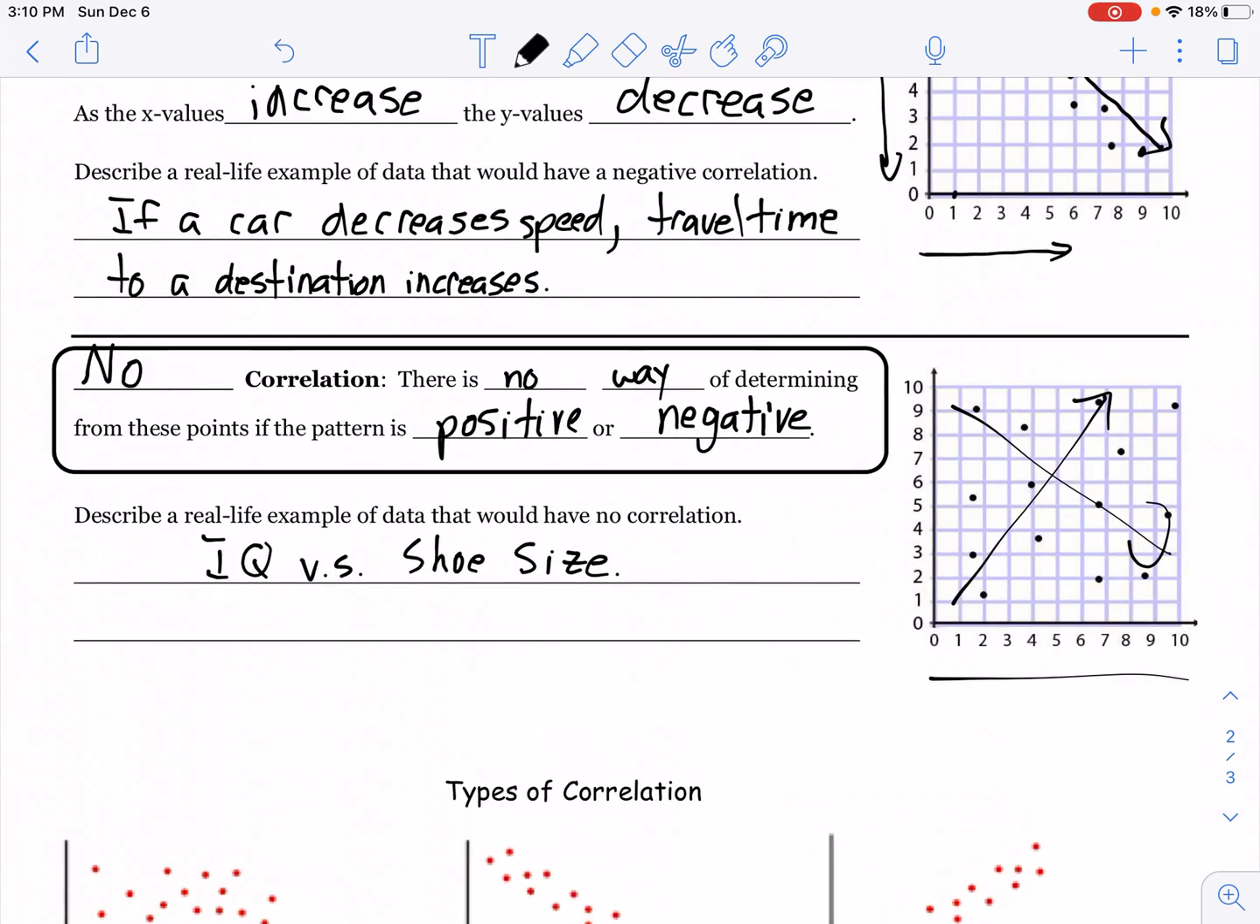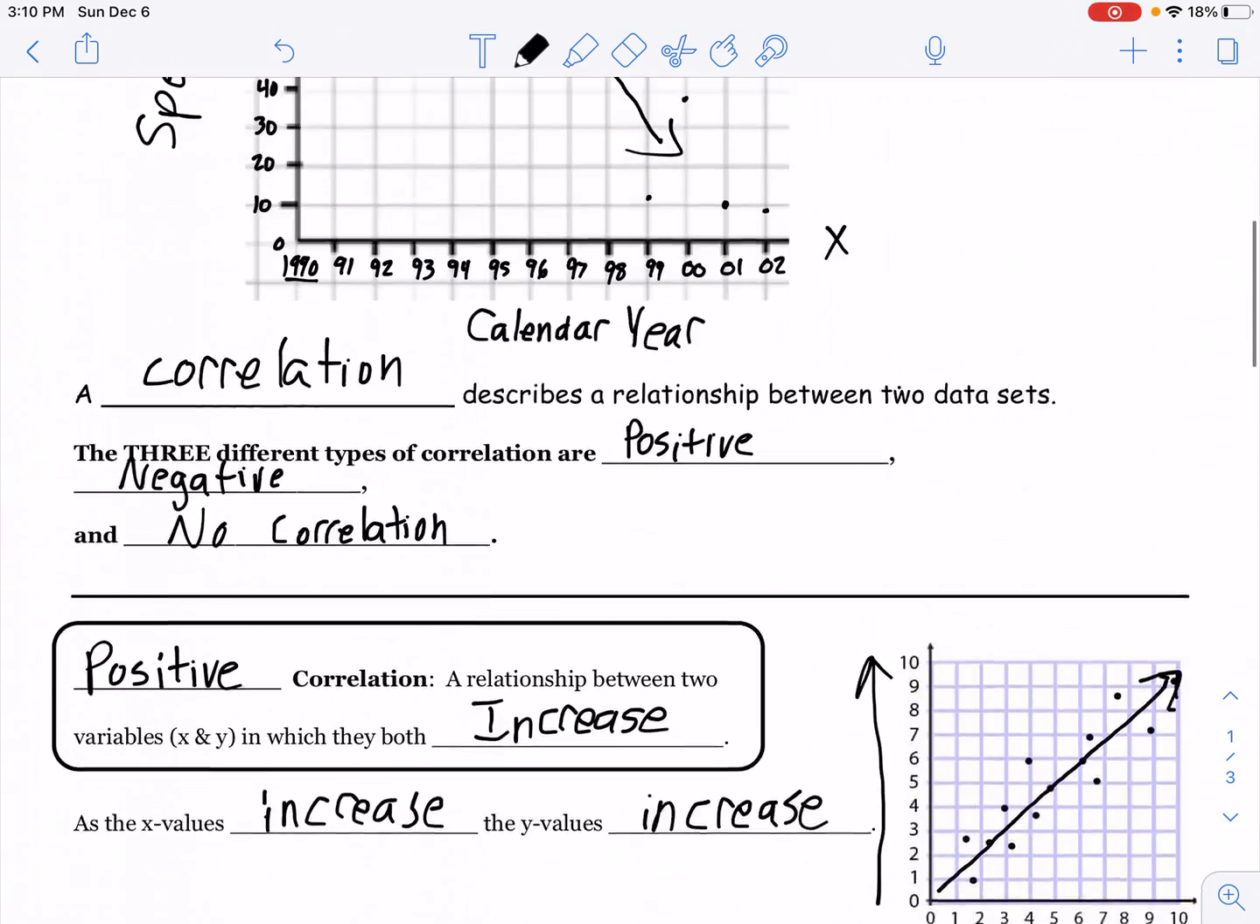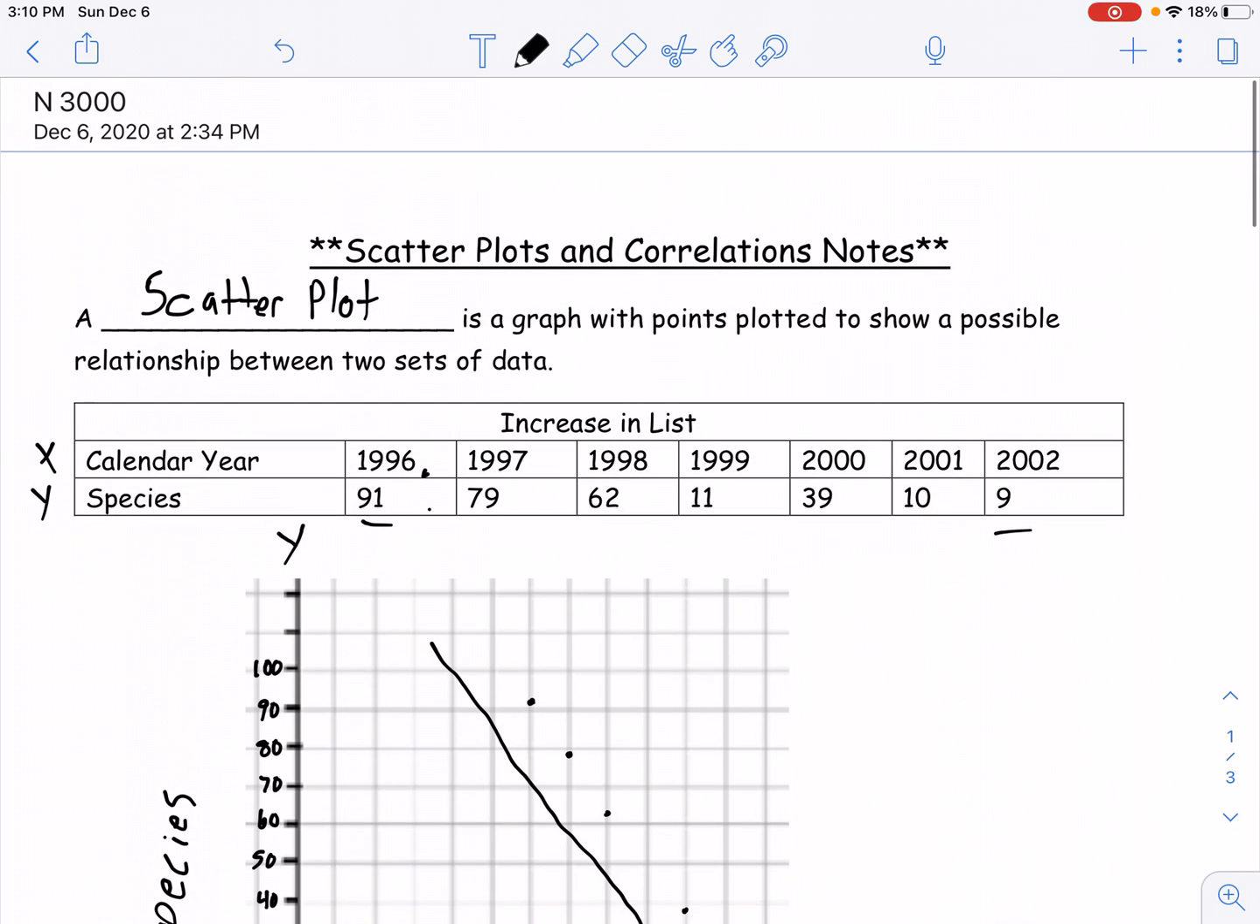Okay. So that would be the type of information that we want to cover in class in terms of being able to look at a scatter plot, being able to decide if there's a relationship within that scatter plot, a positive correlation, a negative correlation, or if there's no correlation.